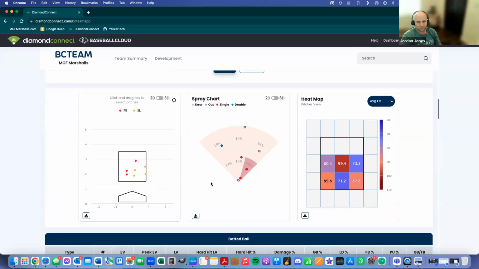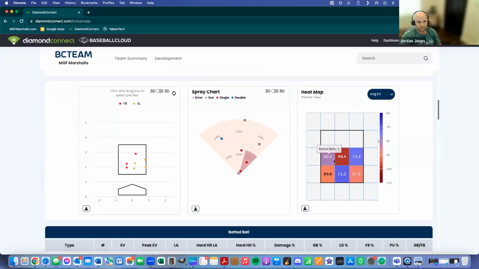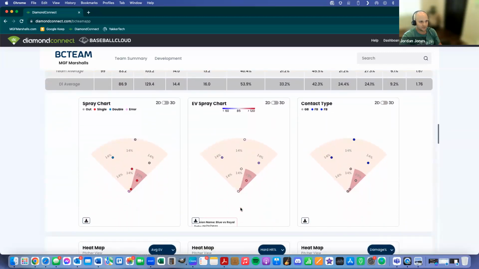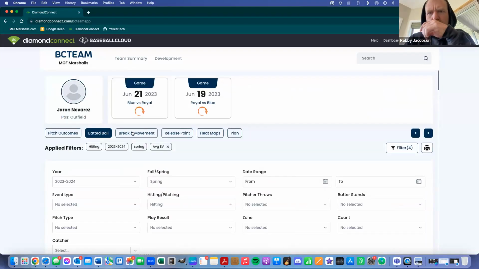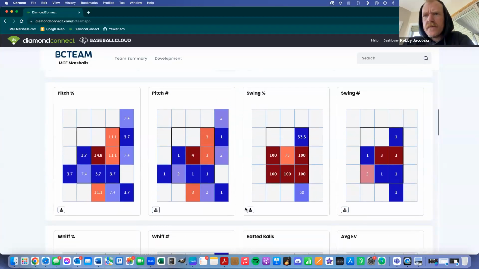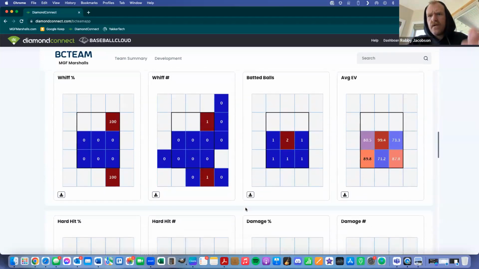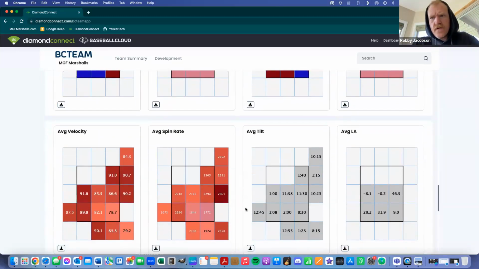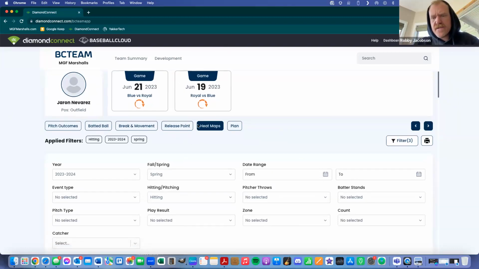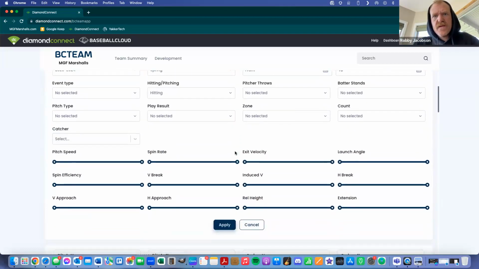So you can run this report too. You can see their heat map, spray charts. Oh, this is good. So you might have to run a couple of these for a hitter. You'd run the pitch outcomes, batted ball. Okay, I think that's where I'm missing. Maybe it's different because I'm on the iPad trying to look at it. Because I'm not seeing those graphs of tendency, so to speak.